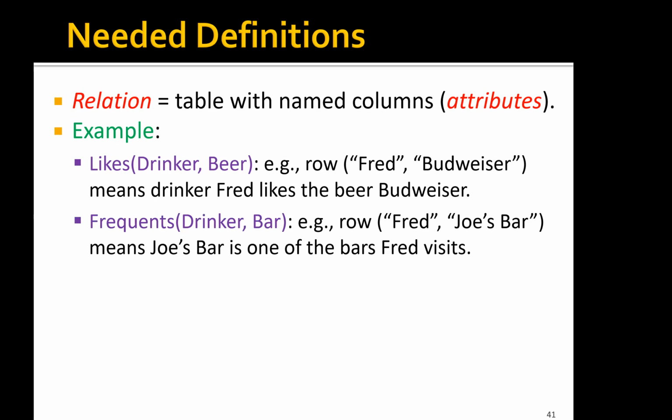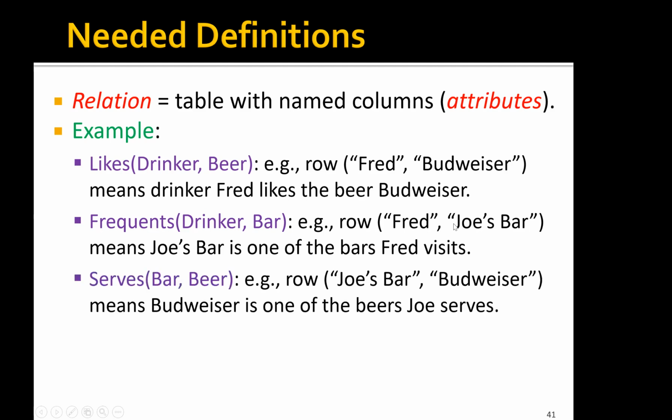possibly among other beers. Now, another relation I'm going to call frequents, and it has 2 columns, the drinker and the bar. And a row like Fred and Joe's bar says that Fred sometimes at least visits Joe's bar. And then another relation serves, with columns bar and beer. And by the way, relations can have more than 2 columns, but in our example, they just have 2 columns. Again, what this means is that the bar serves this beer among others. So for example, there might be a row that says Joe's bar serves Budweiser.